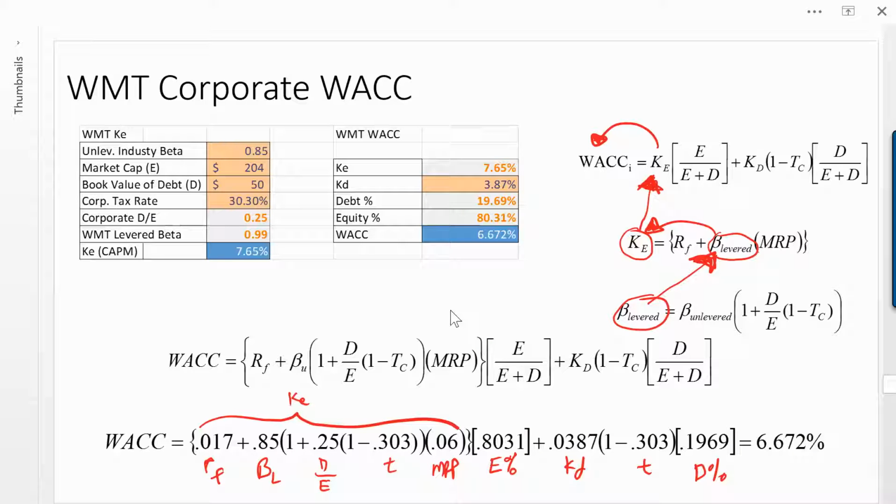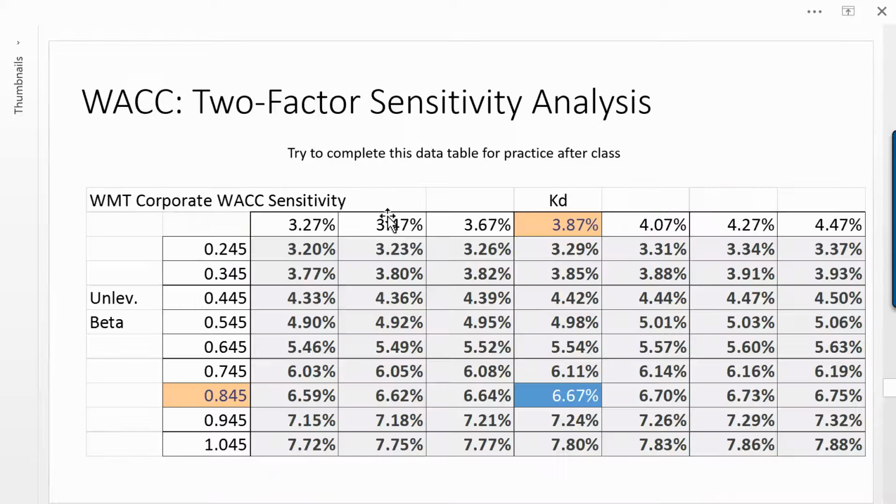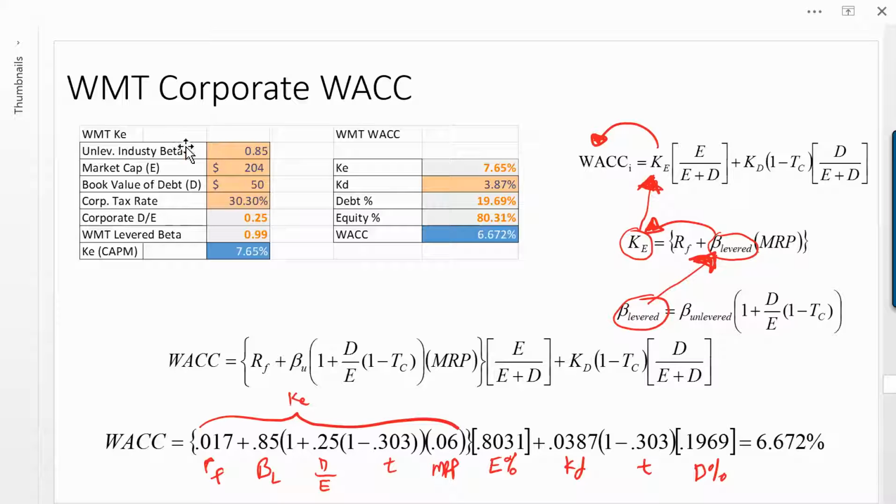All right. So now what I've done is I've taken an unlevered industry beta, levered up for Walmart's D/E and tax rate, and got a cost of equity of 7.65%. We already estimated, based on Walmart's AA credit rating, they have a cost of debt of 3.87%. Based on the debt and equity ratios we just calculated, Walmart has 19% debt in financing and 80% equity, and we can calculate the WACC.